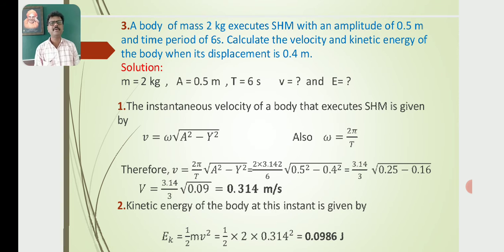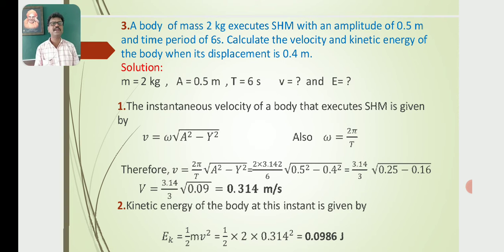Then the third problem. A body of mass 2 kg executes a simple harmonic motion with an amplitude of 0.5 meter and a time period of 6 seconds.